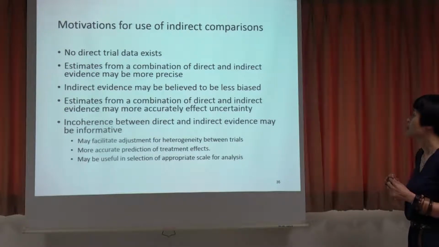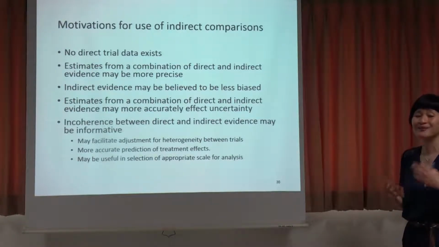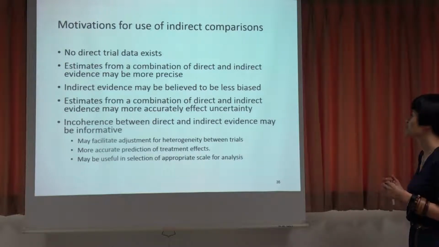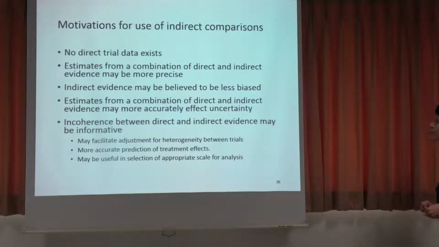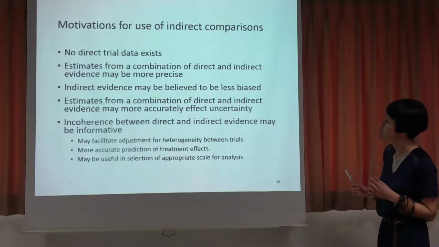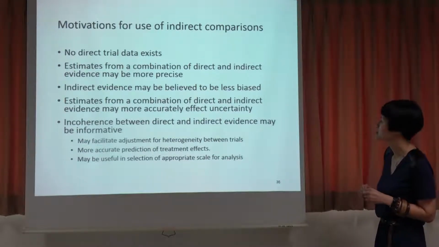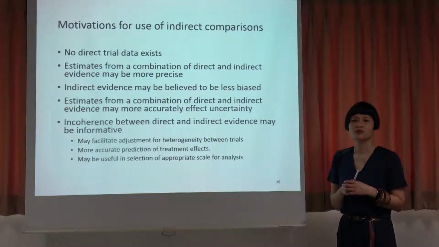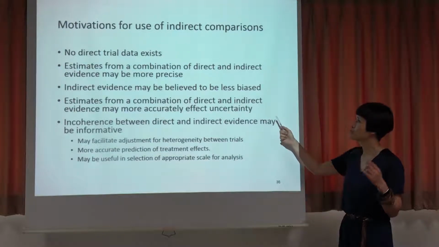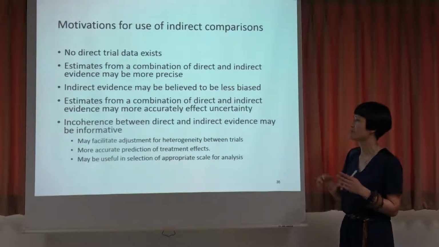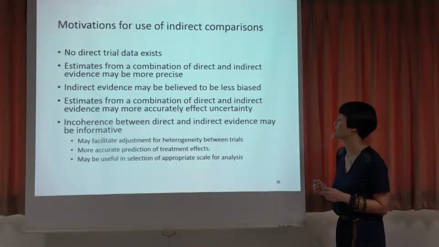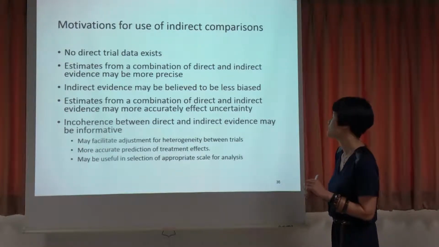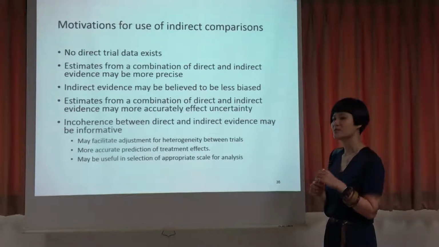Indirect evidence may be believed to be less biased. So again, it really depends on the data that you have in your analysis. Estimates from a combination of direct and indirect evidence may more accurately reflect uncertainty. If you look beyond direct evidence, you may have a more accurate estimate of the uncertainty around your estimates, rather than underestimating the uncertainty.